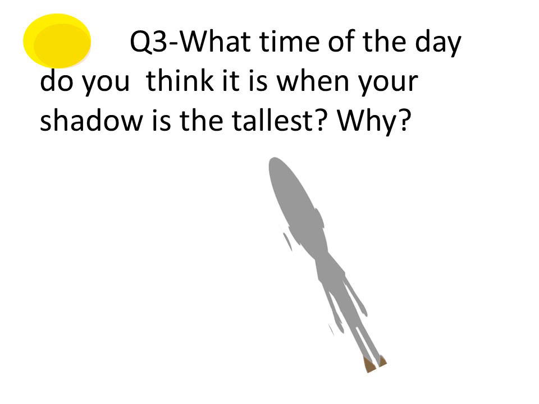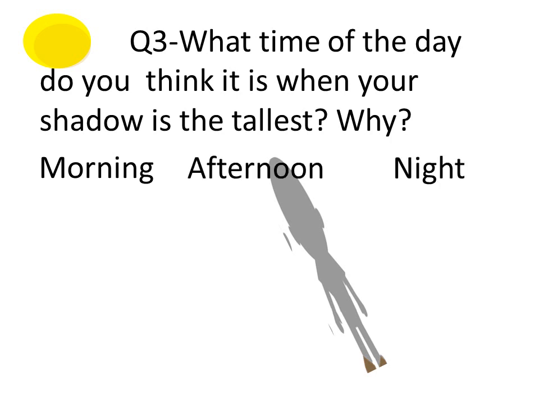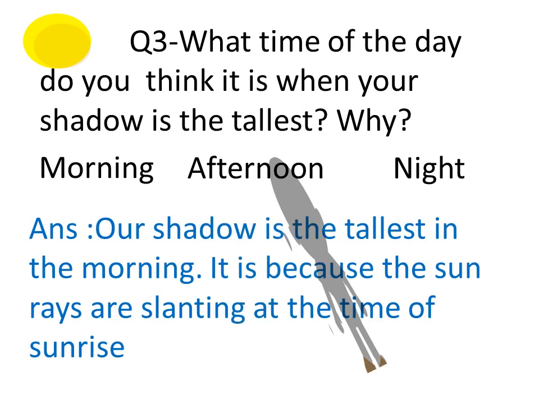Question 3. What time of the day do you think it is when your shadow is tallest, and why? In the morning, in the afternoon, at night? Our shadow is the tallest in the morning. It is because the sun rays are slanting at the time of sunrise. Normally, our shadow is tallest in the morning and in the evening, at the time of sunrise and sunset.